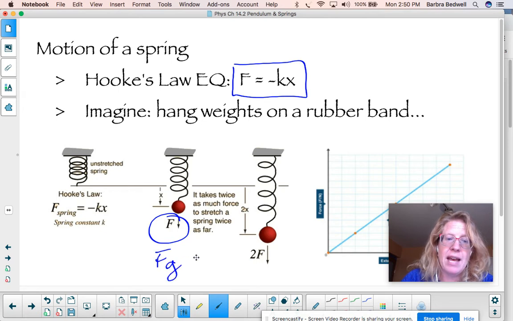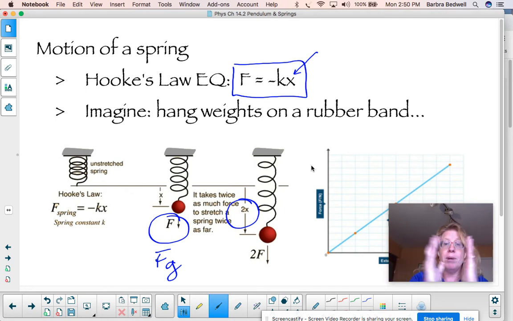Remember, force is Fg, how much weight is being involved in there, that if you add more force to it, you're going to get more stretch to it. And that's what the X component of this is. The X in here is the displacement of the spring, or stretch of the spring. It can also be compression of the spring.